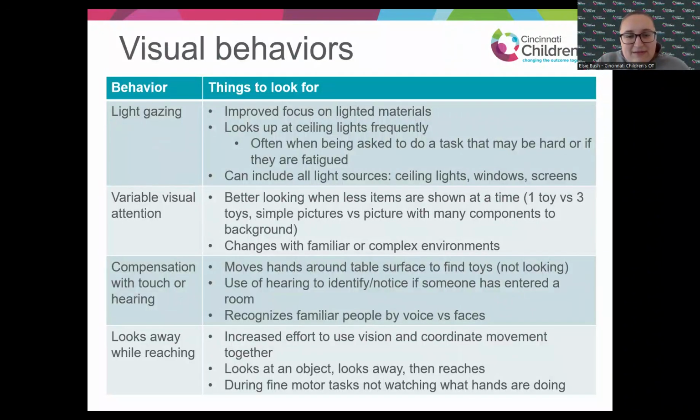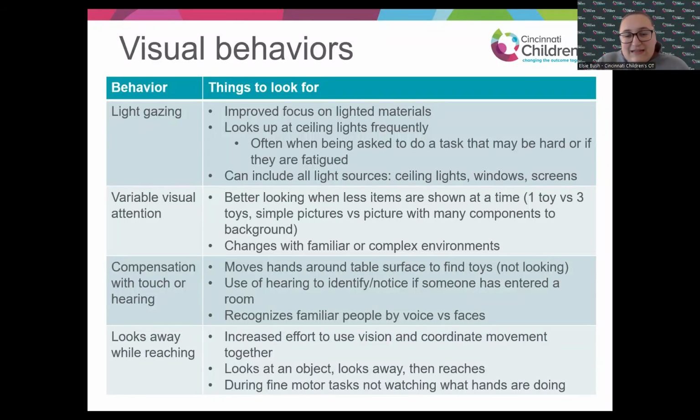Another behavior that we would sometimes see and look for with CVI is difficulty using their eyes and hands at the same time. If our brain is having a hard time understanding what our eyes are sending back to us, we may have a hard time using our hands and eyes together, because there's a lot of effort put into looking, focusing on something and understanding it, and then also coordinating the movement of our body.